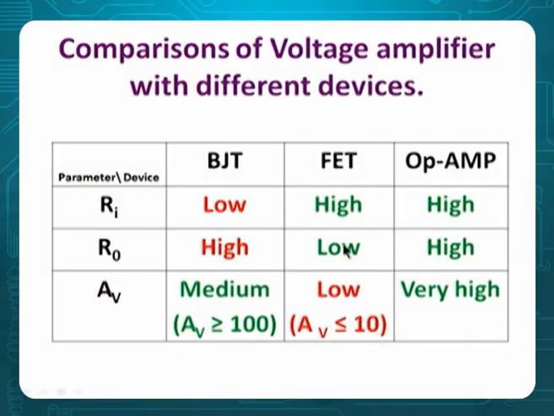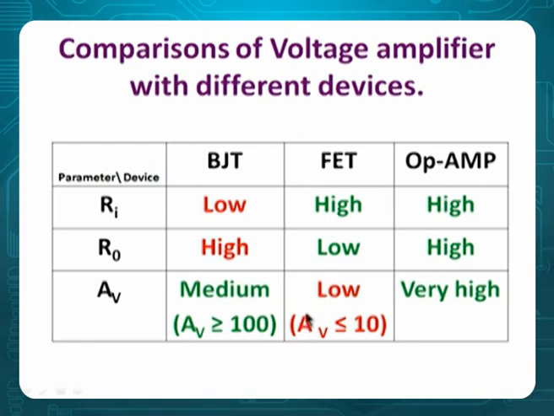So Ri is low, R naught is high. High and low, high and high. So therefore, what happens here? These are the failures. This is good. That's why red is for failure, green is good. So impedances are bad, gain is good.